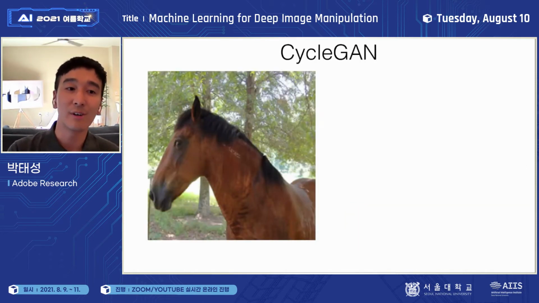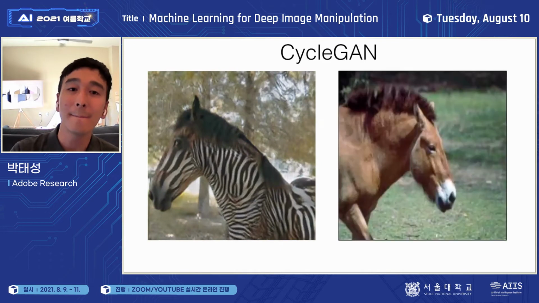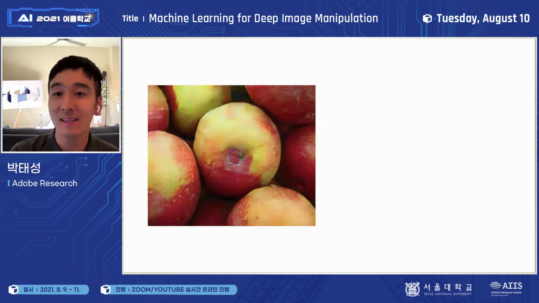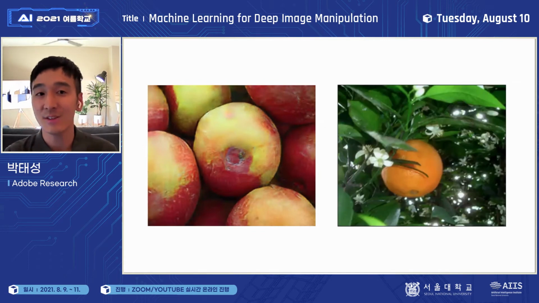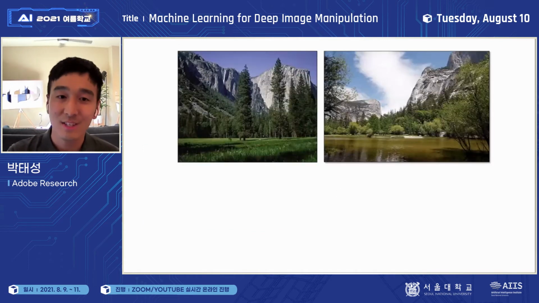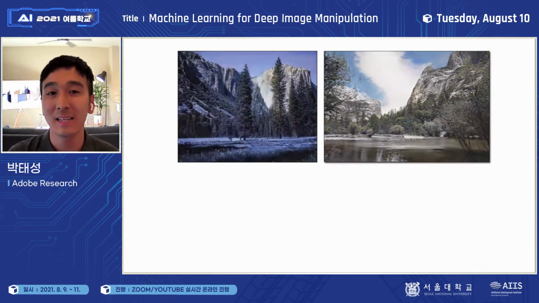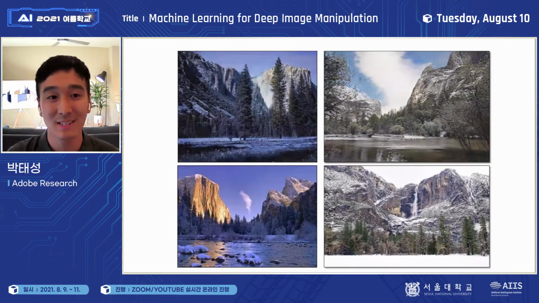This is the result of our method, Cyclogen. One advantage about Cyclogen is that it's relatively easy to train the model. And that's just because you just need to collect photos from two domains, and they do not have to be matching pairs.